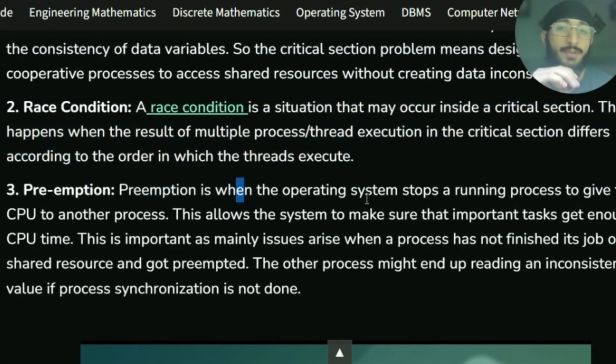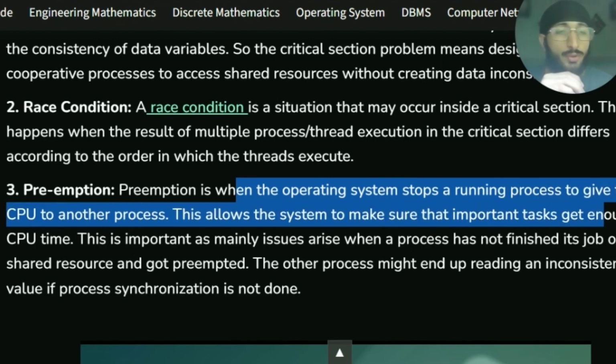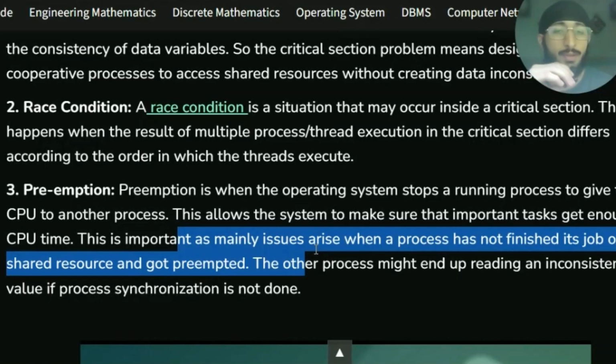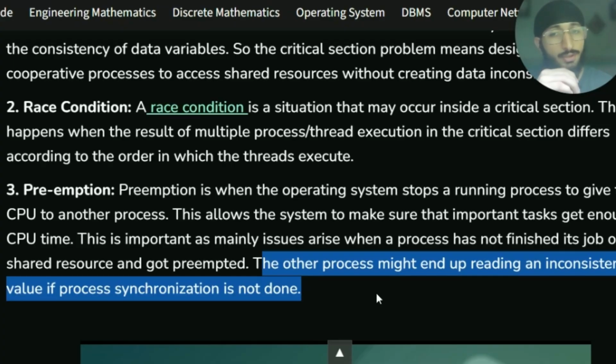And then preemption is when the operating system stops a running process to give the CPU to another process, which allows the system to make sure that important tasks get enough CPU time. Issues arise when a process has not finished its job on a shared resource and gets preempted. The other process might end up reading an inconsistent value if process synchronization is not done.